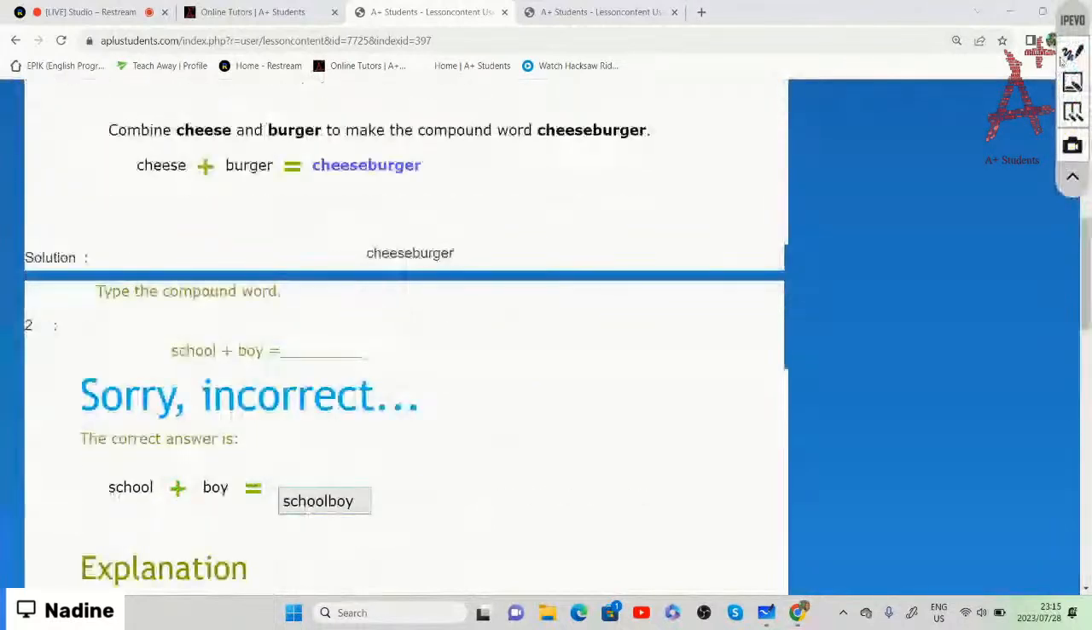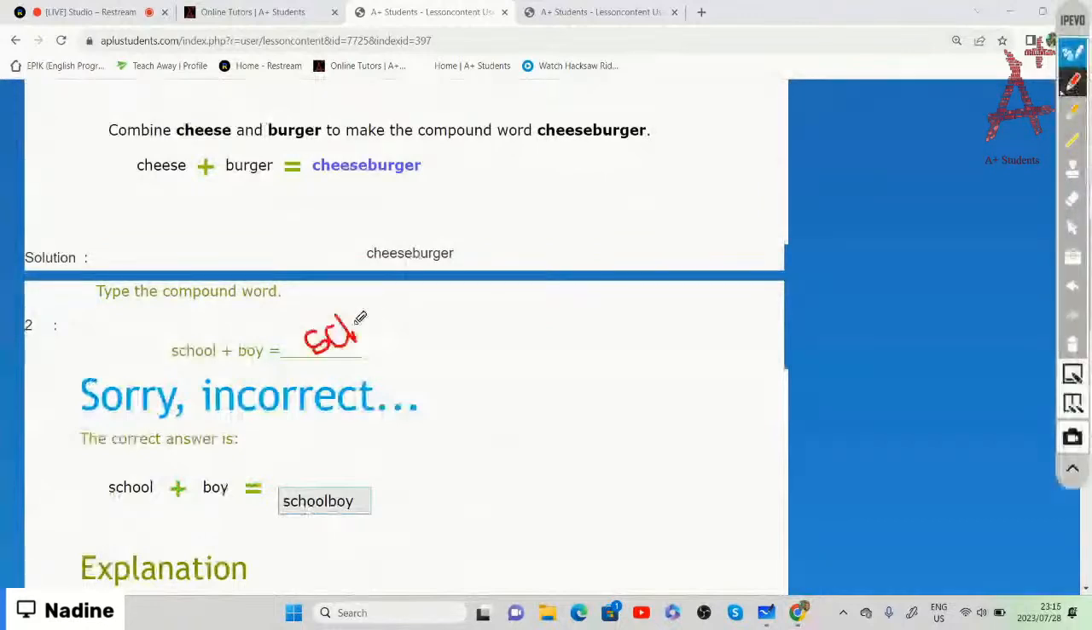All right, the next one is school plus boy. We have our two small words, which are school and boy. We need to create a compound word from the words that we are going to be combining. So we need to combine school plus boy. So school plus boy combined equals schoolboy. Schoolboy is the compound word.